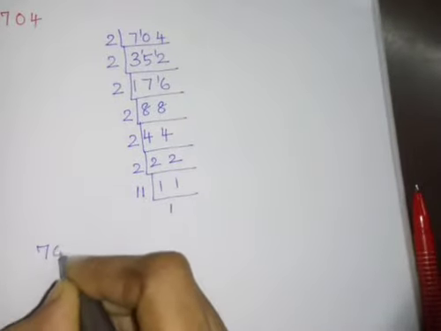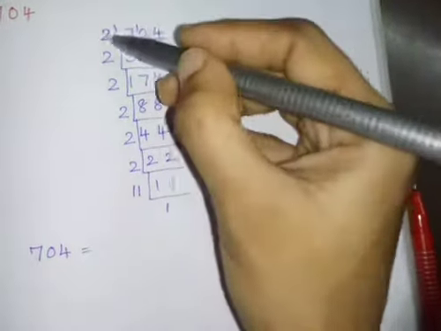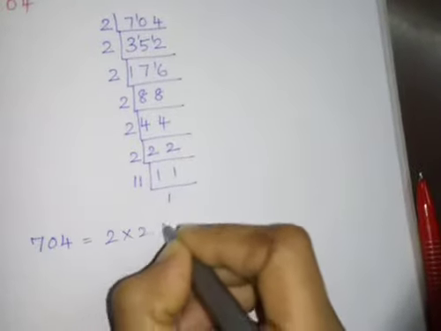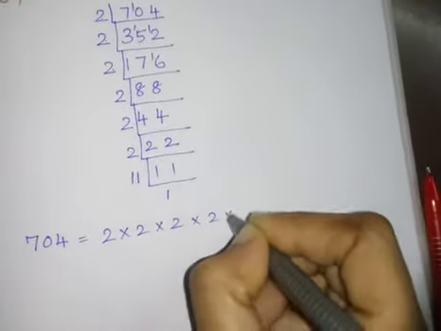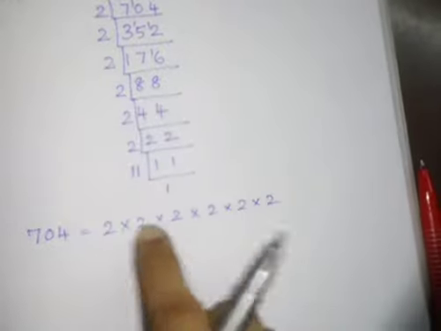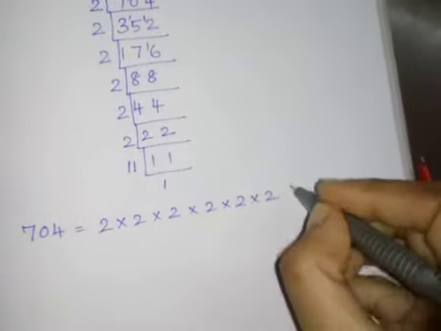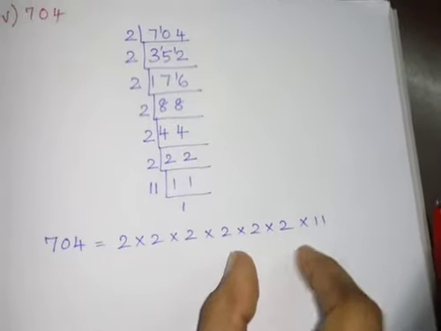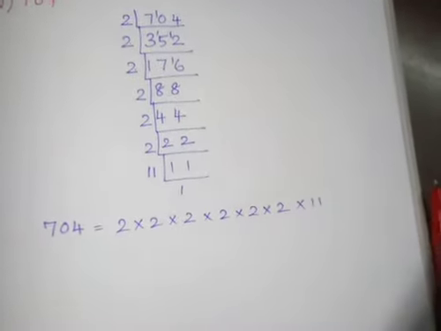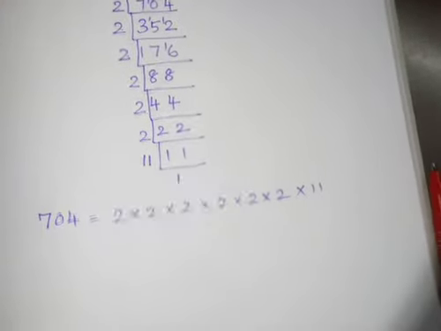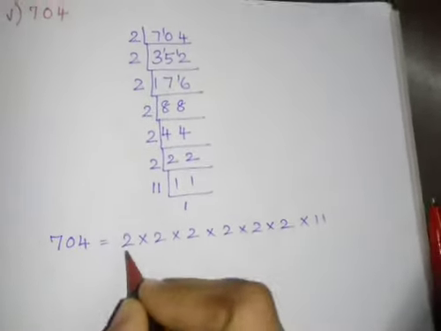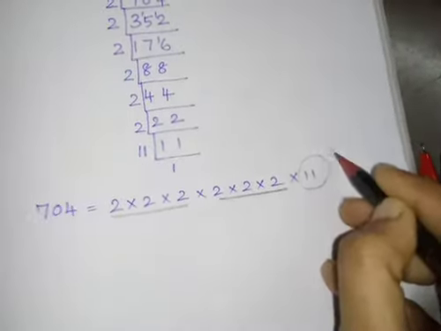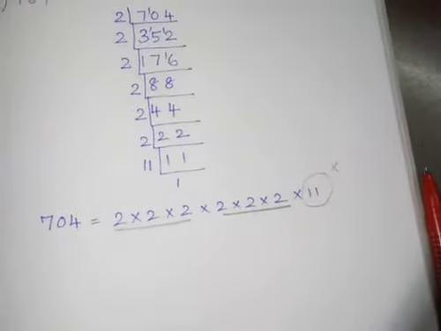So how we will write the 704, children? 2 into 2 into 2 into 2 into 2 into 2. 6 2's are there. 1 2 3 4 5 6 into 11. Okay, so I just wrote the 6 2's, then into 11. Here whether this grouping takes place. Yes, this 3 forms a group, this 3 forms a group. This 11 is extra. So what we have to do now?